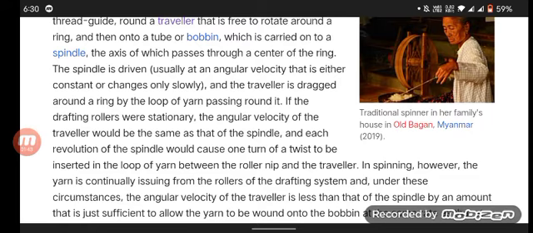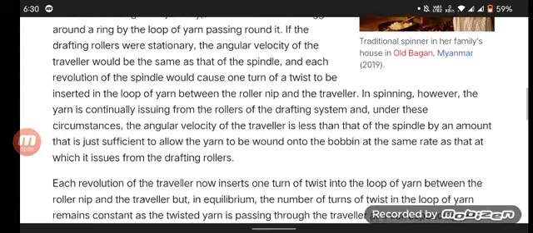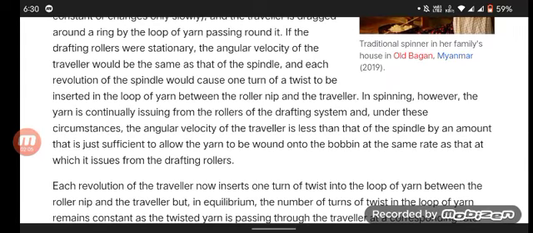If the drafting roller were stationary, the angular velocity of the traveler would be the same as that of the spindle, and each revolution of the spindle would cause one turn of twist to be inserted in the loop of yarn between the roller nip and the traveler.